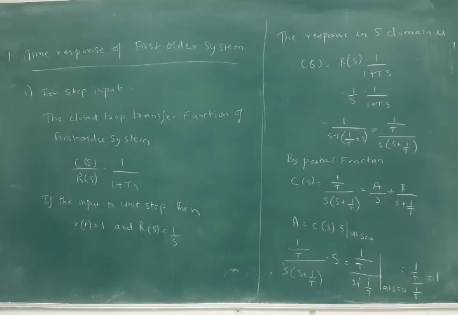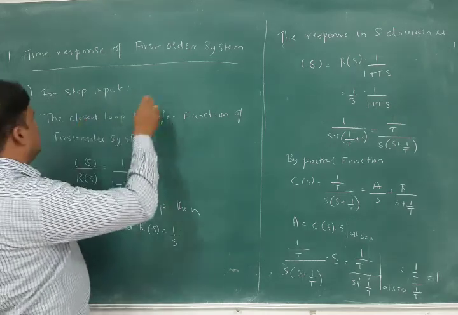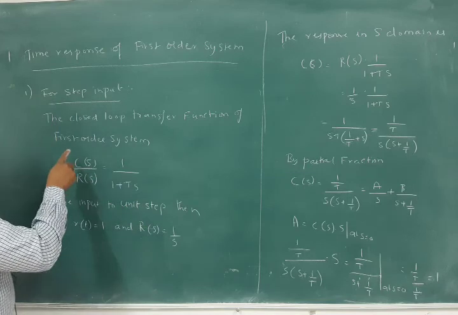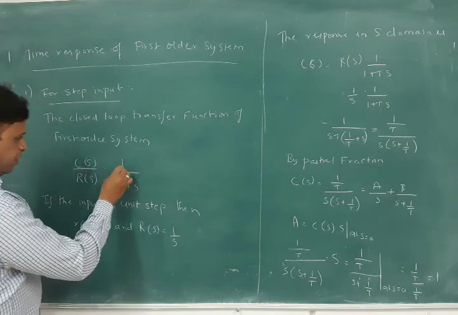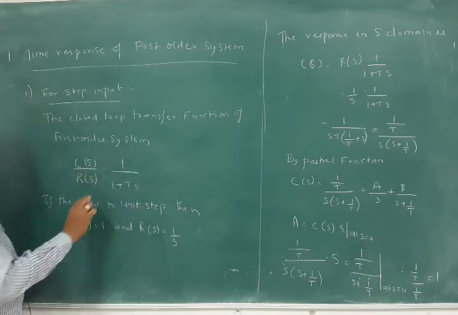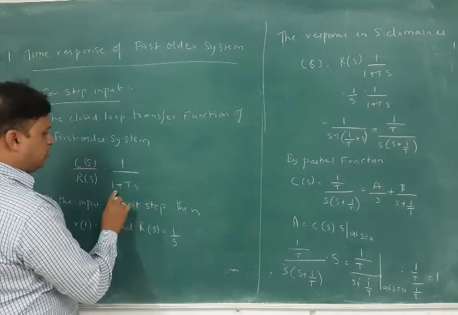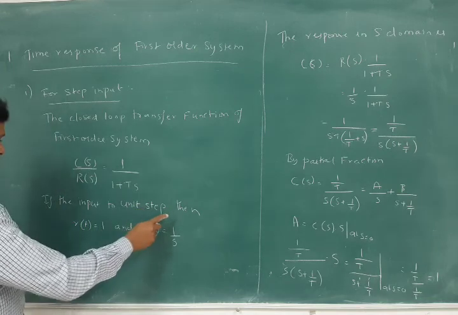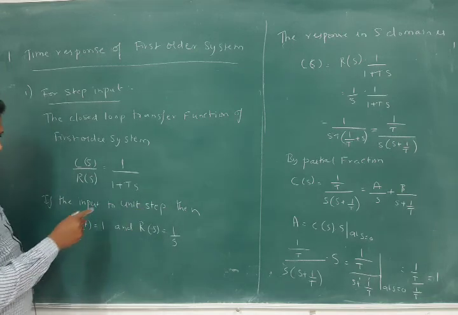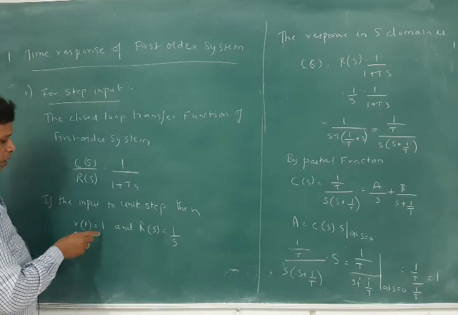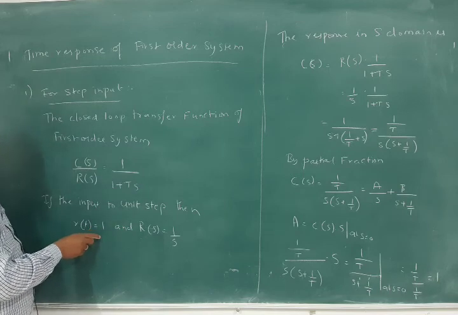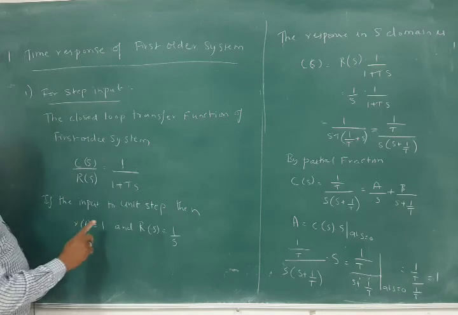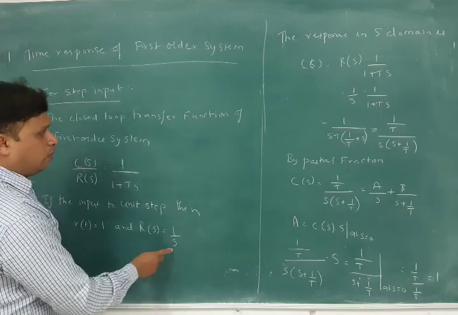So students, here for the time response of the first order system, you have to consider the step input, as you have dealt with before. The closed loop transfer function of the first order system is given as 1 by (1+Ts). If the input is the unit step, R(t) is equal to 1, and output is C(t), then the Laplace transform R(s) is equal to 1 by s.